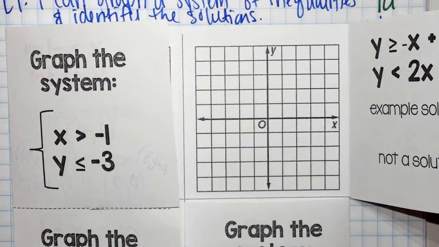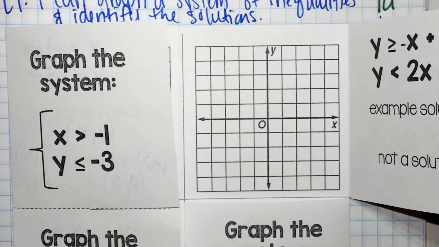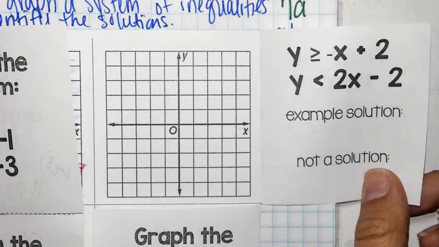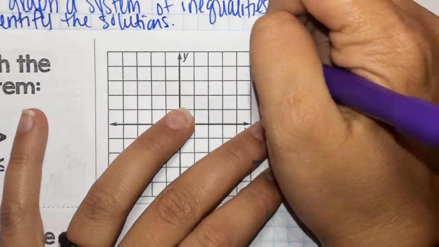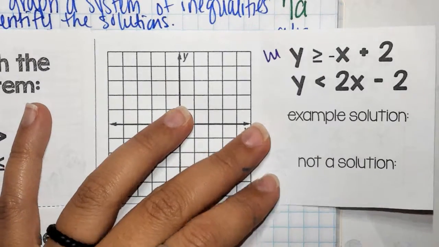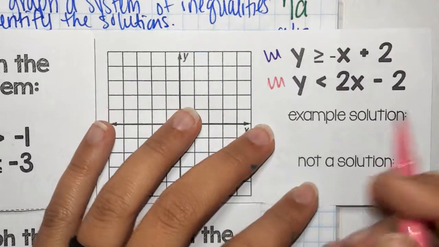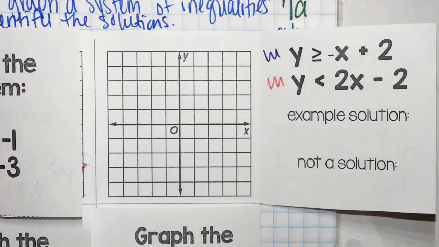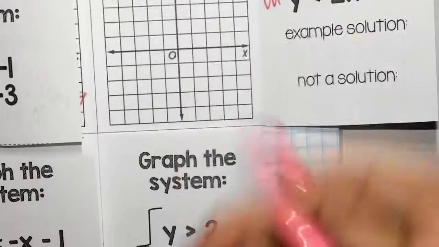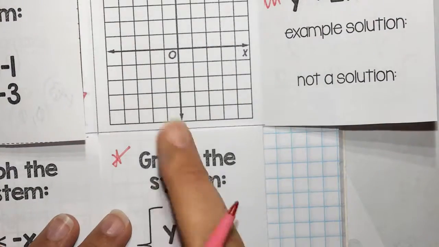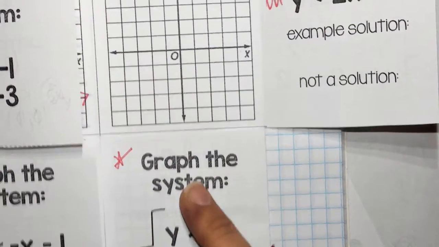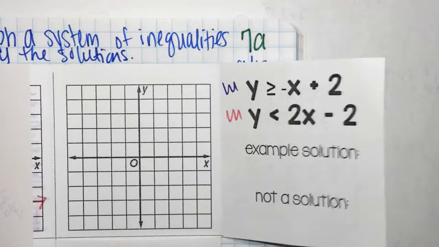All right, now, let's look at this next one. We're going to graph the first line together. I'm going to do it in blue. You are going to graph the second line for homework and shade it and give me an example solution, not a solution, and you're going to do this guy. So this whole flappy is your homework. Finishing this one is your homework.